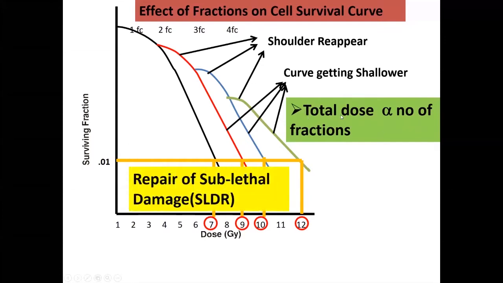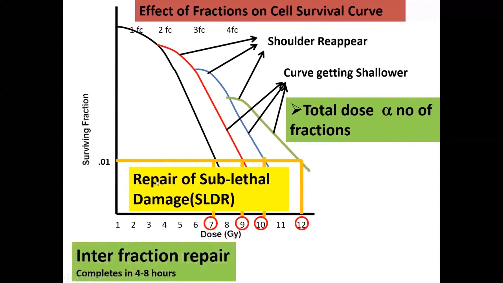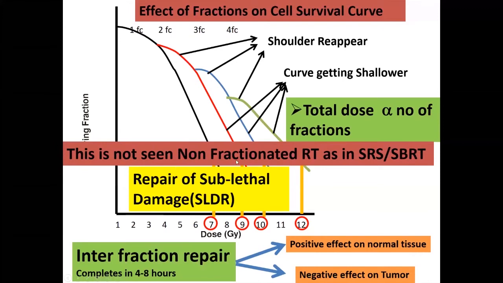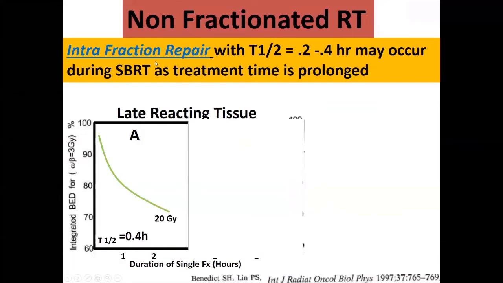And this is mainly because of repair of the sublethal damage. This kind of damage is known as interfraction repair, and it usually completes in 4 to 8 hours. If you look at the impact of this repair, it has a positive impact on normal tissue because normal tissue will get repaired, but it will have a negative effect on tumor because tumor cells will also be repaired. Now, this type of repair is not seen in non-fractionated radiotherapy because you are delivering the whole dose in a single fraction.